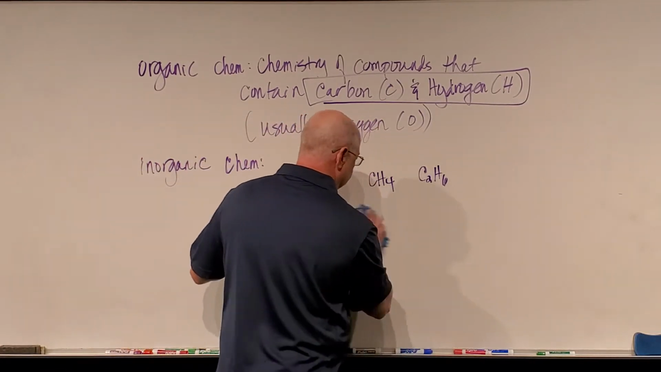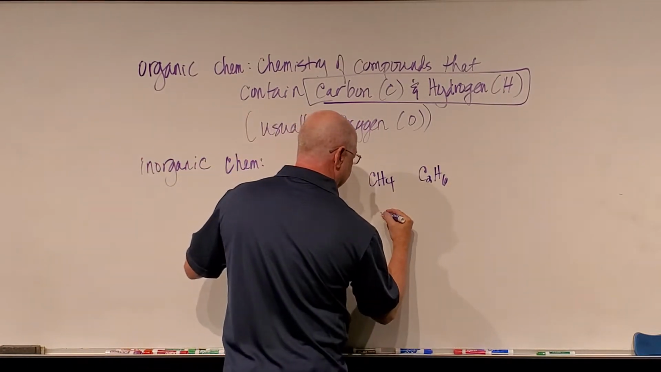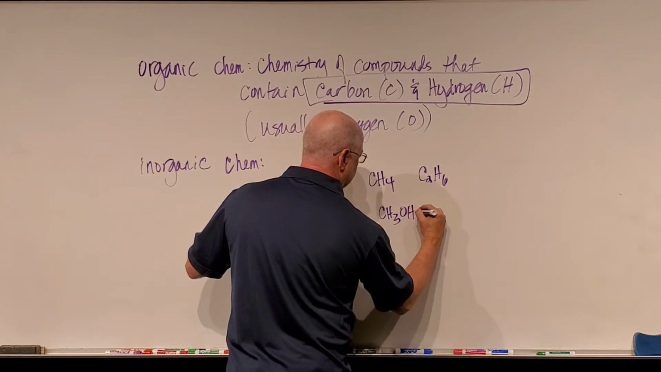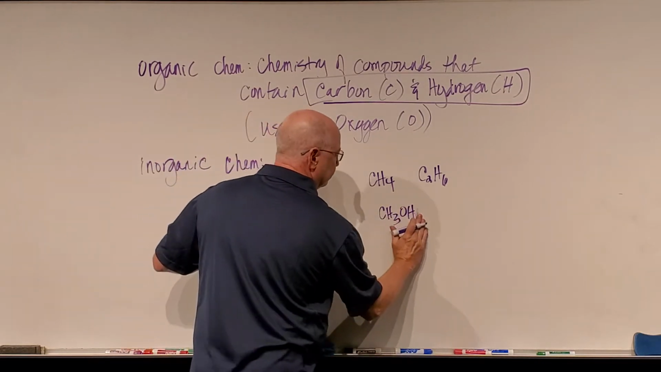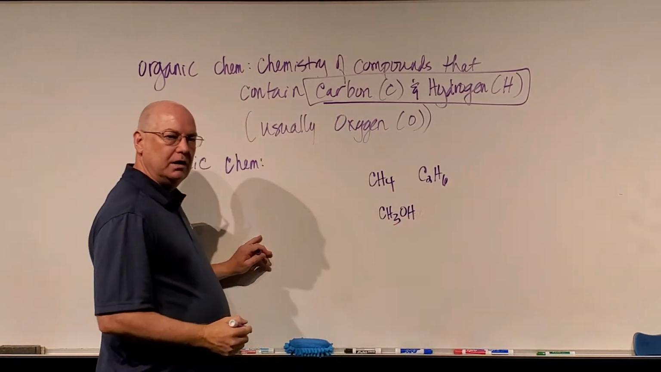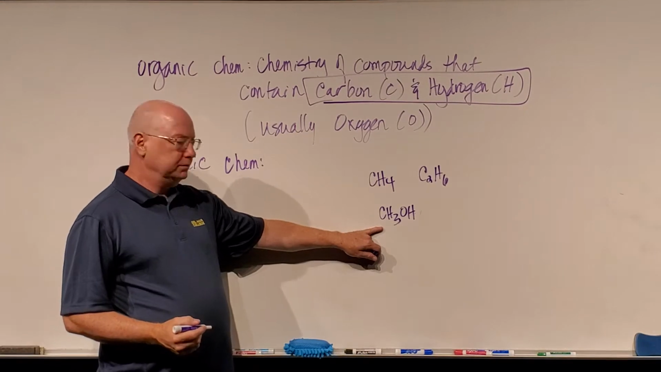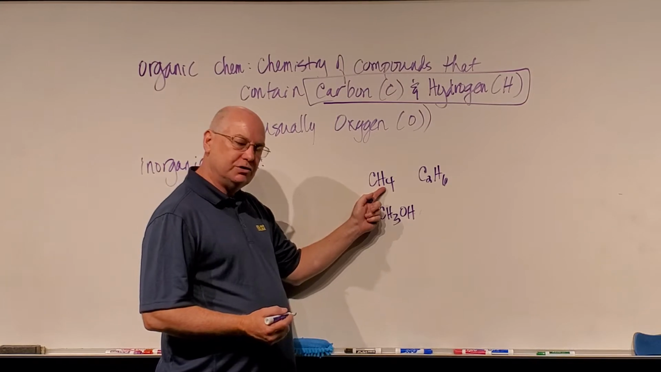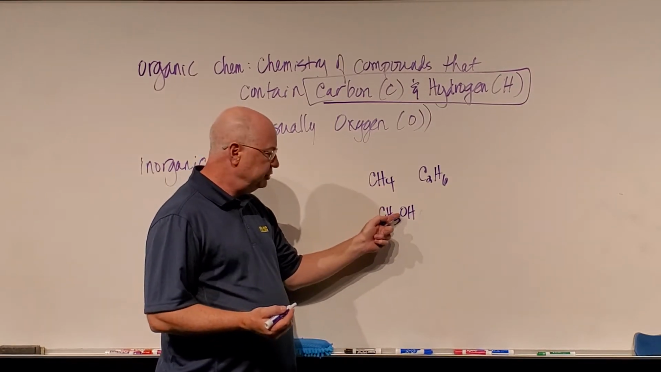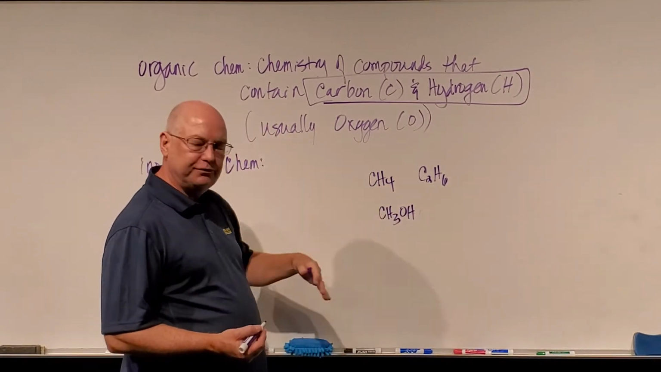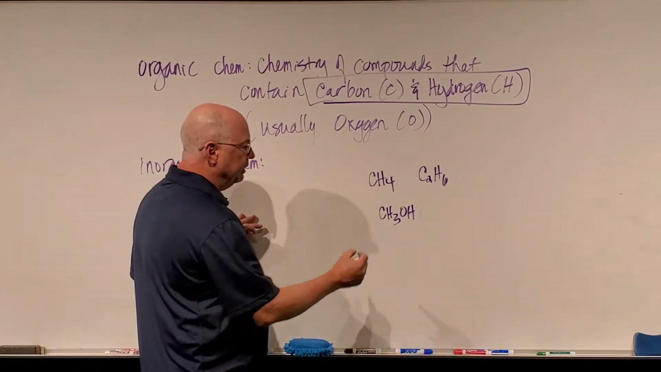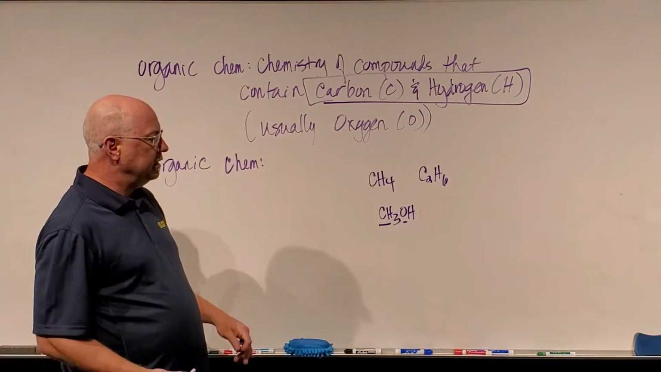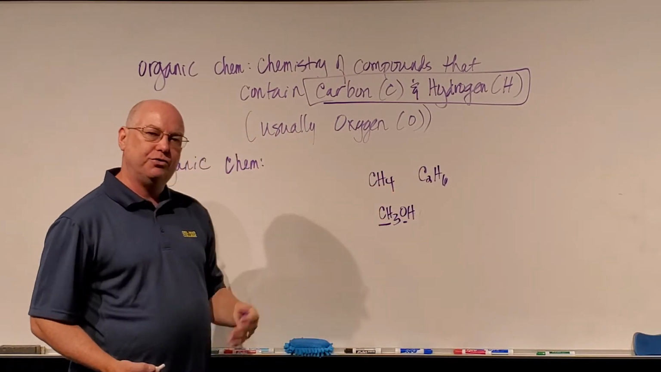Now, what if I gave you this? CH3OH. That's an alcohol called methanol. It's a methane with an alcohol group. And I replaced one of the covalent bonds with the hydrogen with an oxygen. I could draw the structure of it, but that's not important. But if you see carbon and hydrogen and or oxygen, it's an organic compound. All of these have carbon and hydrogen, so they're organic.